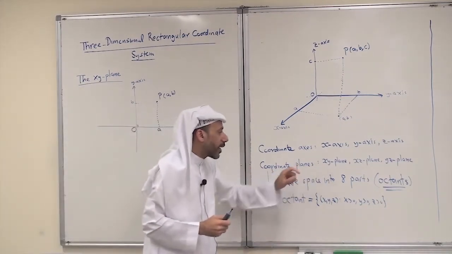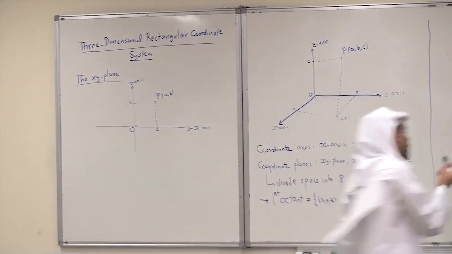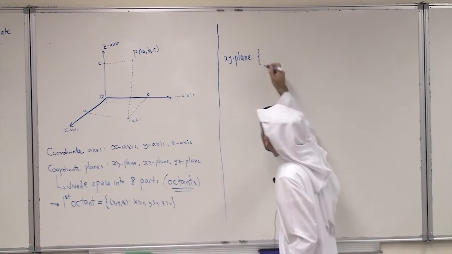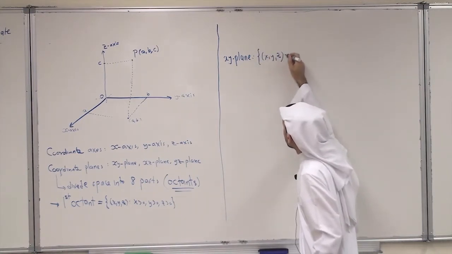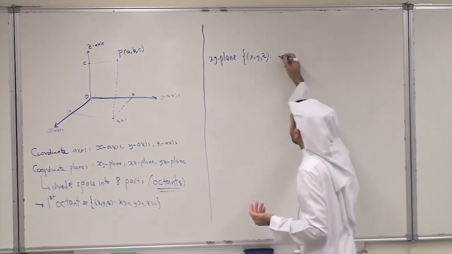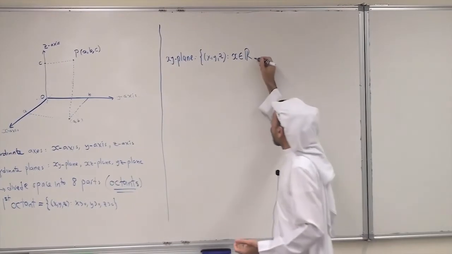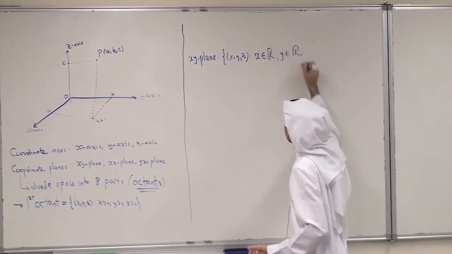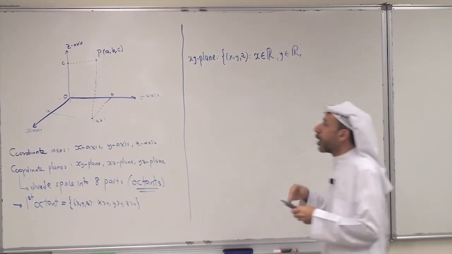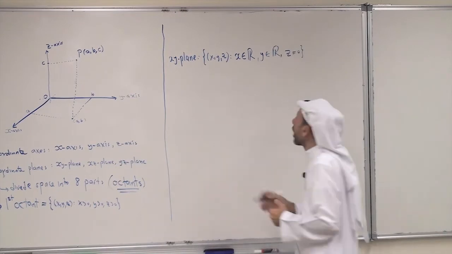We go back to the coordinate planes again: XY plane, XZ plane, and YZ plane. And let's describe them in set notation. The XY plane consists of the points X, Y, Z. What are the conditions on X, Y, and Z? You are in the floor, so X and Y can take any real number. This notation R represents real numbers. But in the floor, you are not going up or down. So Z is always zero. There is no upward or downward movement. So this is how to describe the XY plane.